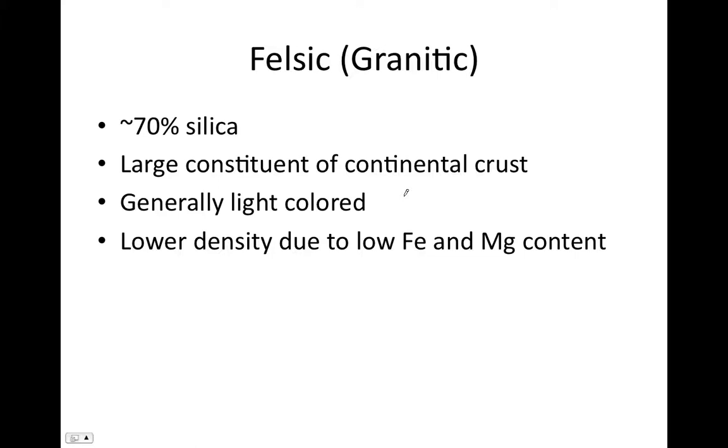So now we're going to look at different compositions of igneous rocks. The first is felsic, sometimes known as granitic. Felsic igneous rocks are about 70% silica, and they are the largest constituent of the continental crust. So the continental crust is composed of felsic igneous rocks. Felsic igneous rocks are generally light in color, and they're lower in density due to the low iron and magnesium content. As you might be able to tell, felsic igneous rocks are composed predominantly of non-ferromagnesian silicates.